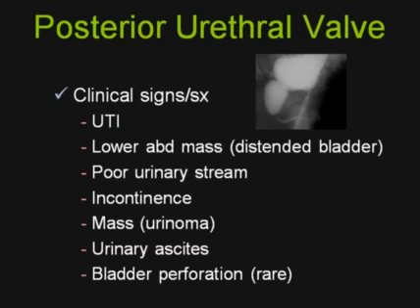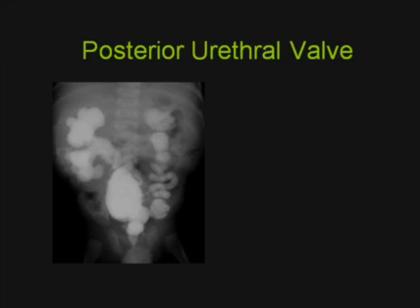They may have a poor urinary stream. They may be incontinent. They may develop a urinoma because of obstruction to the kidneys and fractures of the fornices of the calyces. They may also present with urinary ascites as a baby, and very rarely bladder perforation can occur.